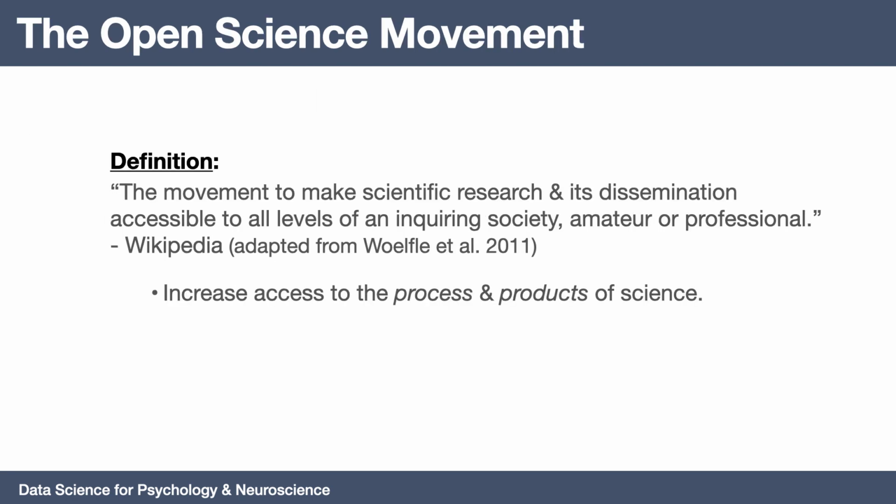So the open science movement is defined as the movement to make scientific research and its dissemination accessible to all levels of an inquiring society, amateur or professional. So the fundamental idea is to increase the access to the process and products of science, move it out of the laboratory, and give it to anybody who is interested in actually working with the methods or the data.